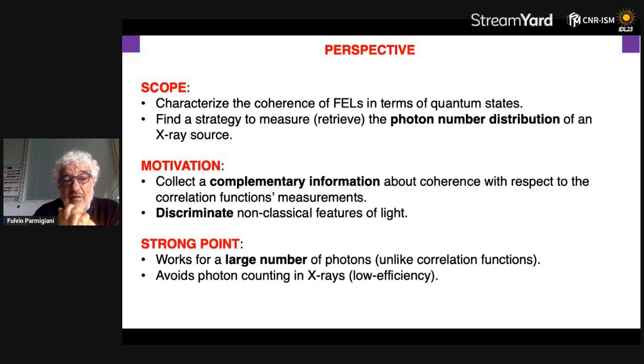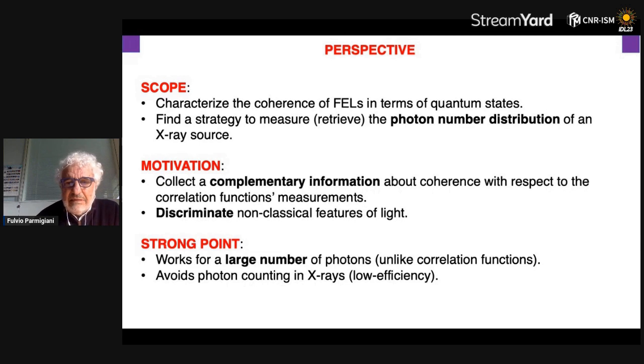What is the motivation? Well, we will, of course, collect complementary information about the coherence with respect to the correlation function. And we hope to be able to discriminate non-classical features of the FEL light. That means that the seeding of the FEL is not just a way to generate a narrowband pulse, but if I manipulate the seeding light in terms of, for example, creating anti-bunching or creating a squeezed state, to see if this characteristic can be transferred to the FEL light.